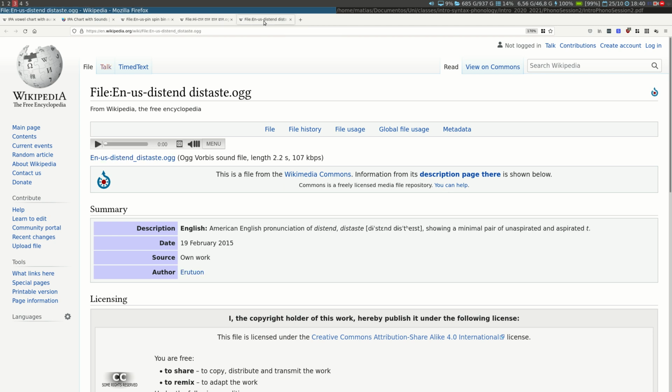And in English again, distant versus distaste. The first one is unaspirated. You see it here in the transcription. The T has no symbol, but for distaste, the T is aspirated, and you can hear it. Distant, distaste. There's a small difference. It's quite important for some languages, so it's worth it to learn this diacritic.